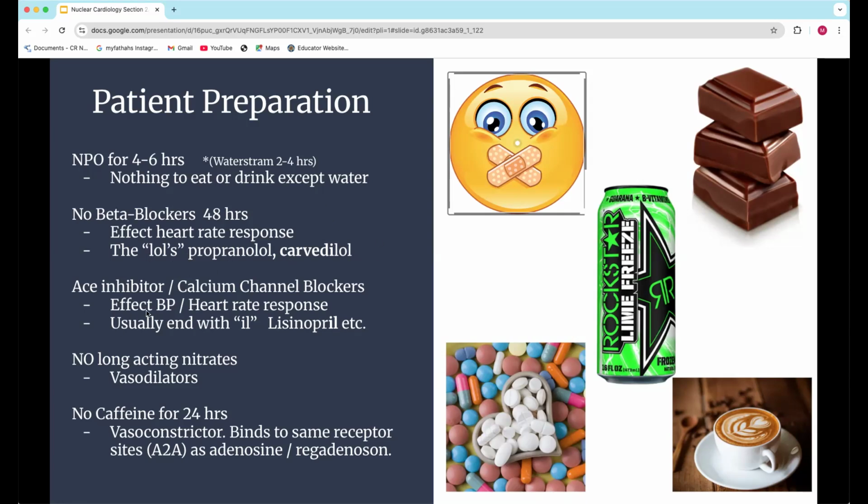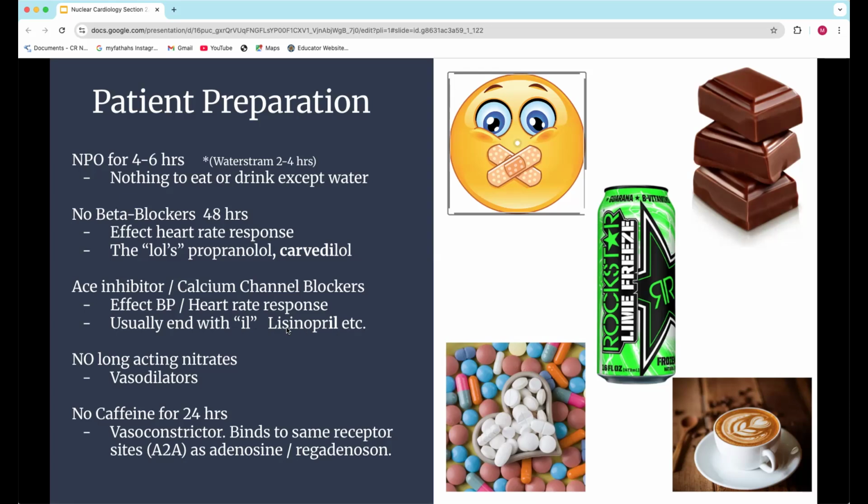ACE inhibitors can affect blood pressure, and blood pressure can affect heart rate response. So that's the reason you don't want them on ACE inhibitors or calcium channel blockers. Oh, and I forgot to mention up here with the beta blockers, you'll see LOL at the end of their names. It's hard to know all of the beta blockers. Most of them have an LOL, like propranolol, carvedilol. You'll see the LOLs, that's your beta blockers. And then usually with your ACE inhibitors, it's like lisinopril, you'll see your ILs. Not all of them are that way, but a lot of them are.